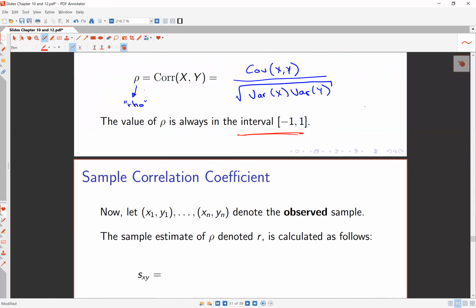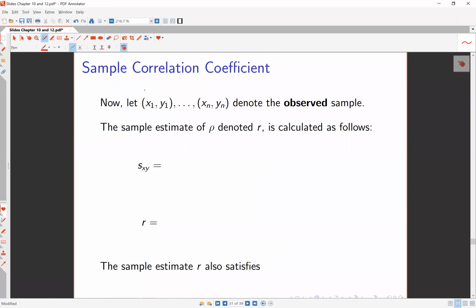Our interest will be working at the sample level. So say that you have observed data. You have collected XY pairs through some kind of random sampling from the population, and you want to estimate the correlation coefficient. So the sample estimate gets denoted by a lowercase r, and this calculation, we will look at examples of this. This is something I will ask you to do.